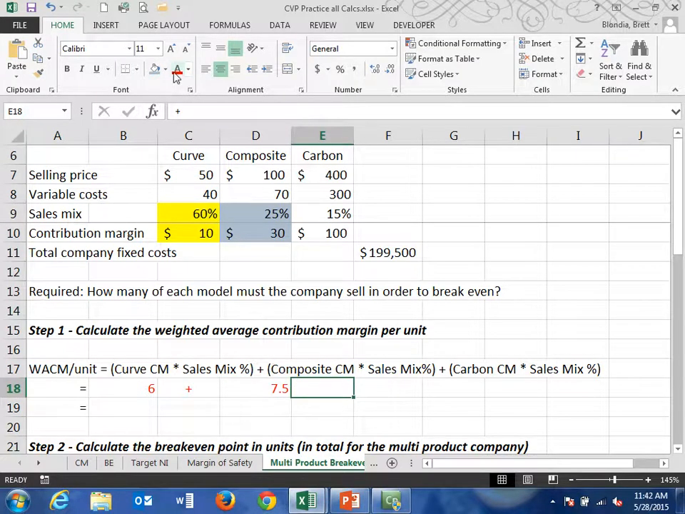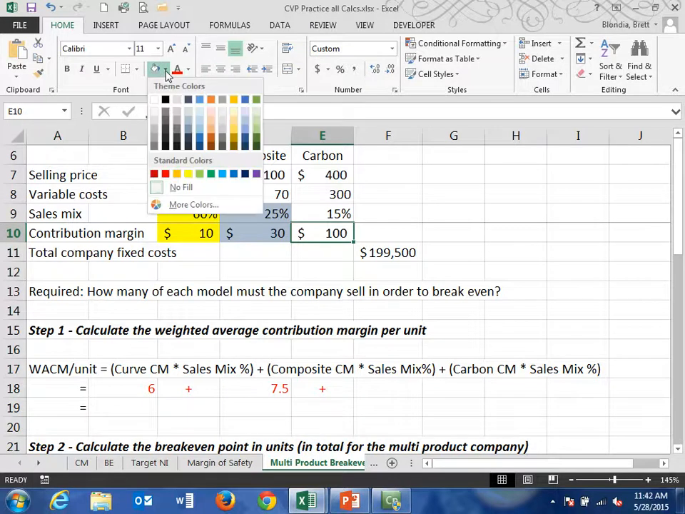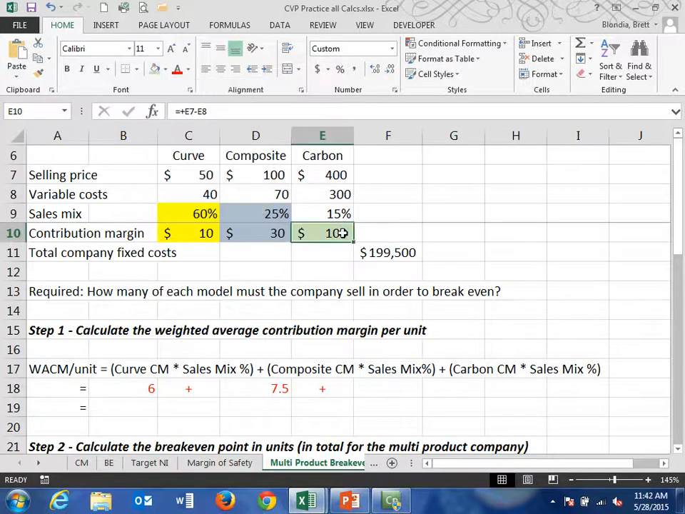Okay? We're also going to have to add in the weighted average contribution margin for the carbon stick. Now the carbon stick has a contribution margin of $100, and it represents 15% of our sales. So if you take 100 and multiply it by 15% or 0.15, you end up with a $15 amount.